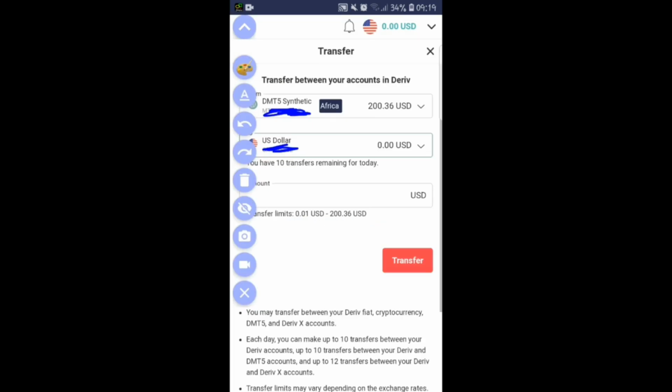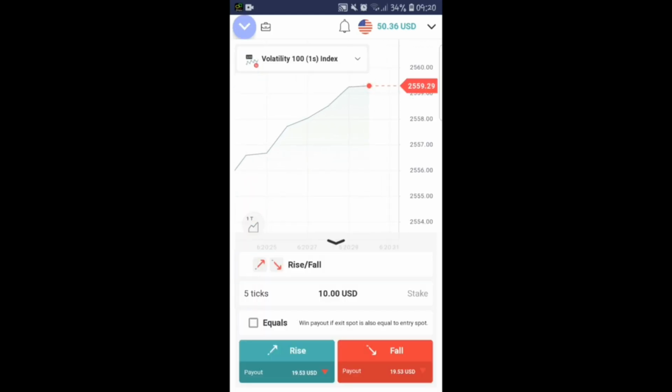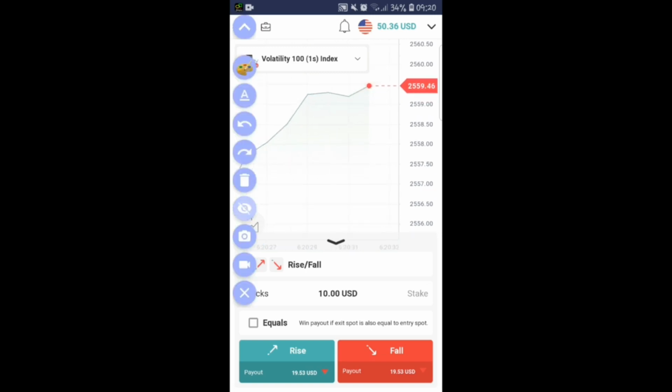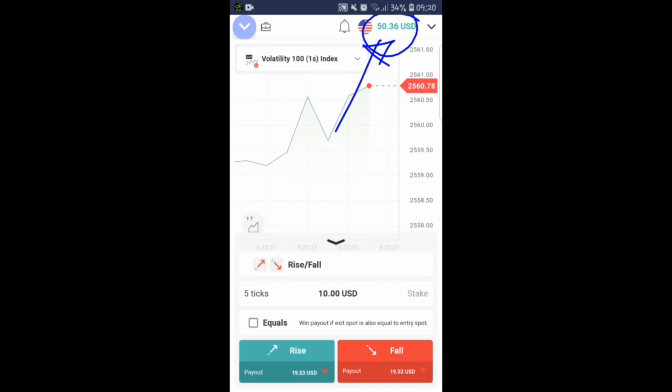So you can see that I have this 200.36, and I want to transfer it to my account here. So I'm going to type here $50, then transfer, then it's going to reflect up here. So I've already typed 50, then transfer. So you can see that $50 has been added to my account.